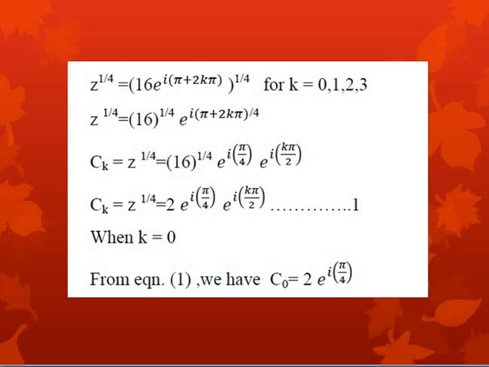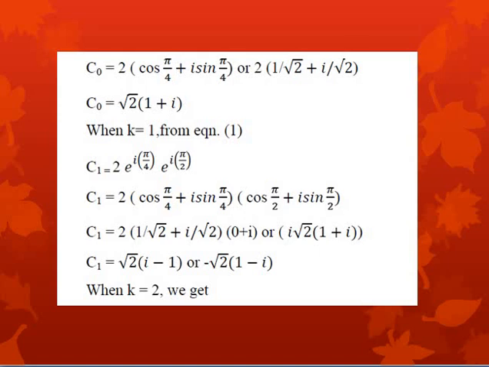Now we have to find four roots of the given complex number. When k equal to 0, from equation 1 we have c0 equal to 2 into e power i pi by 4 into e power 0. E power 0 is 1. Therefore we have 2 e power i pi by 4. That is c0 is equal to 2 into cos pi by 4 plus i sin pi by 4, or 2 into cos pi by 4 is 1 by root 2 and sin pi by 4 is 1 by root 2, so that we have c0 equal to root 2 into 1 plus i.